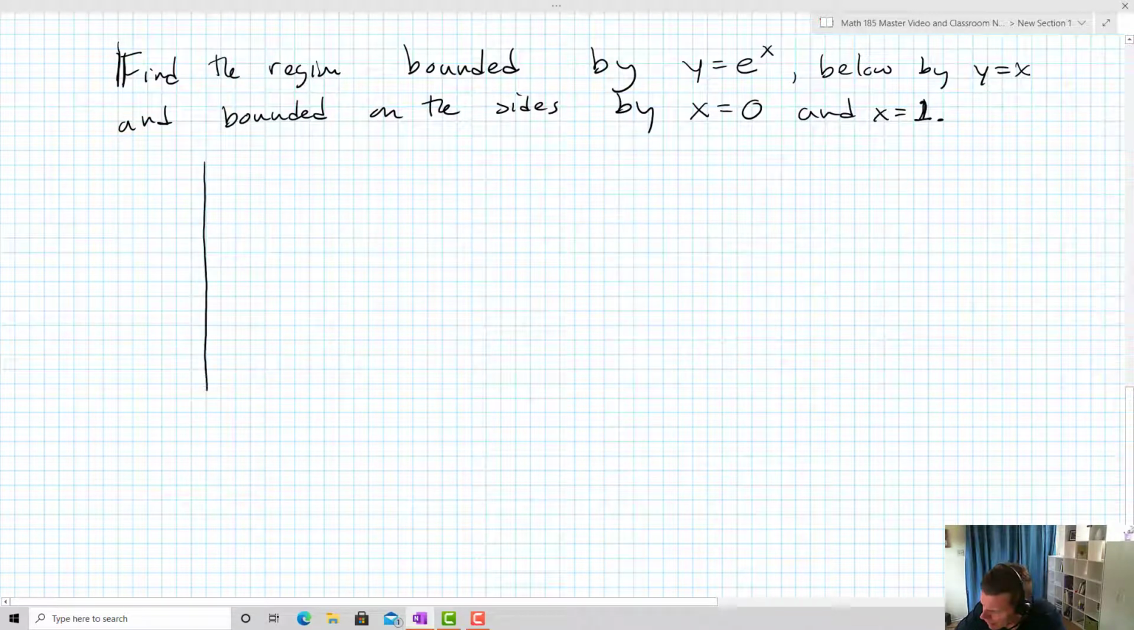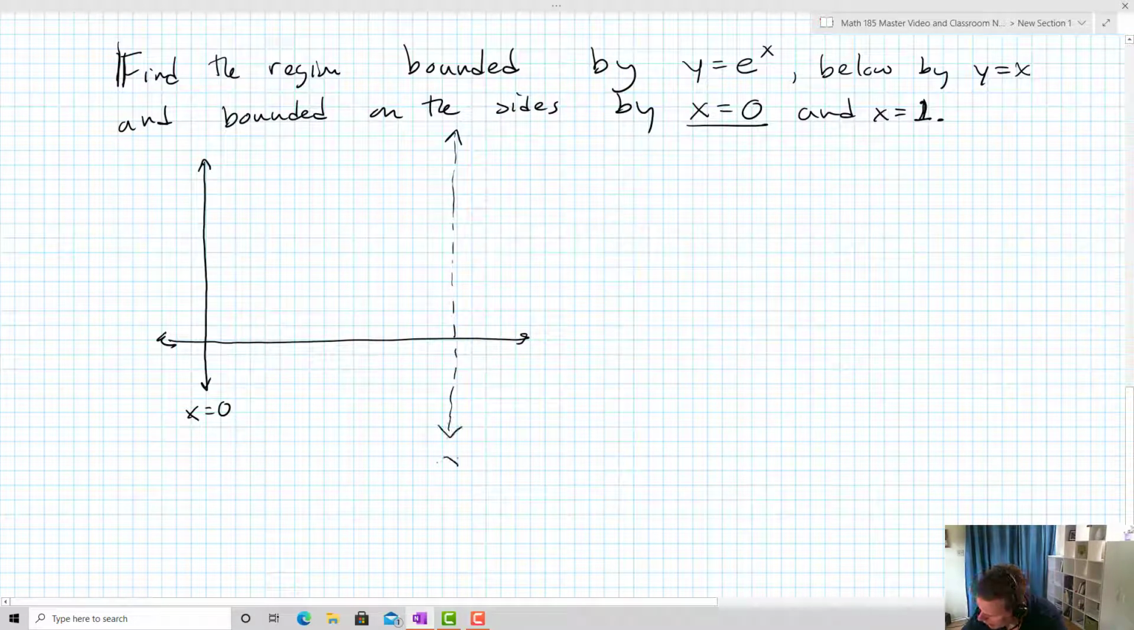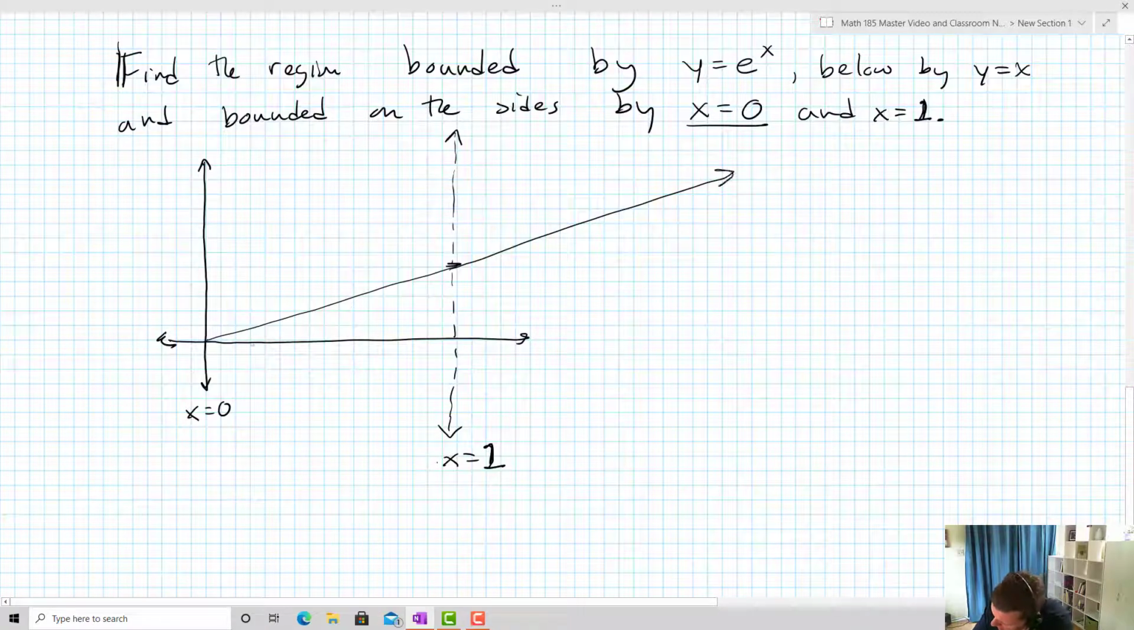All right, so we'll start out. We're going to be bounded on the left-hand side by x equals 0. So here's x equals 0. And then we'll be bounded on the right-hand side by x equals 1. Now, this is obviously not what y equals x looks like, but let's just use this. That will make that one y equals x, because we'll make this 1. So there's y equals x. And then we'll put up here, here's e.